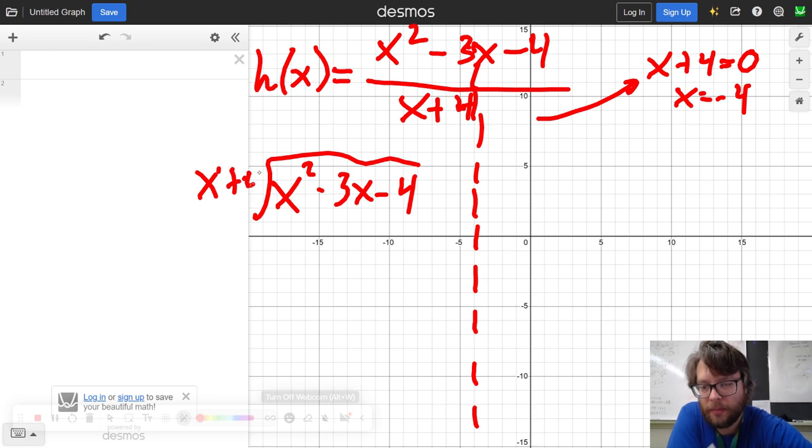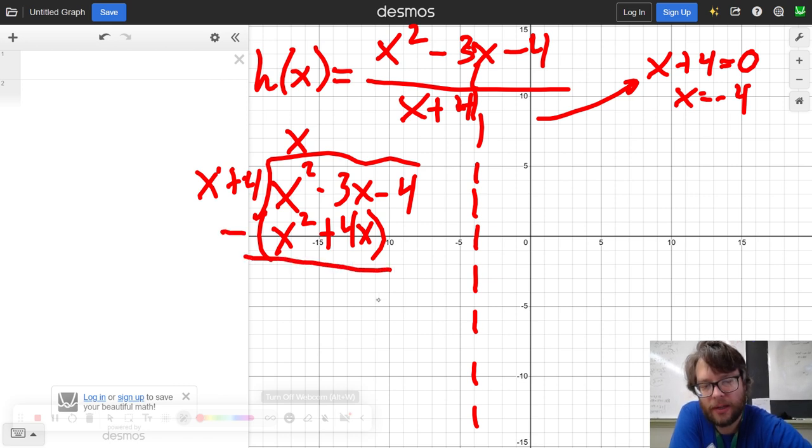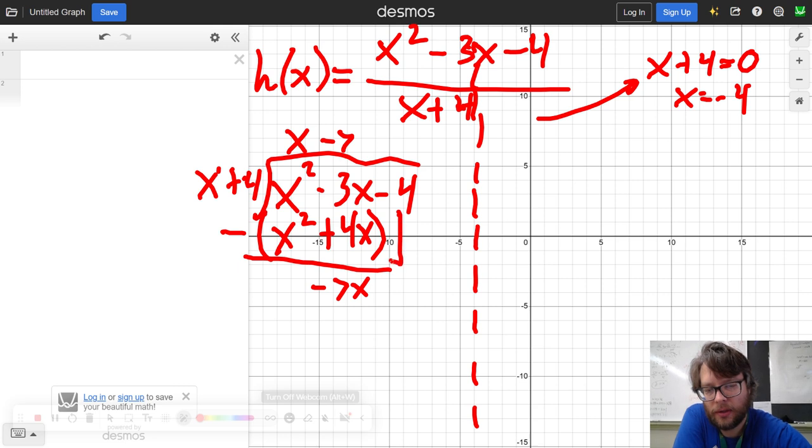You can do the area model, the box method, or you can do the long division. First, I'm just thinking x times what makes x squared? So it's x times x. Then I go x times positive 4. Then I grab this and subtract to see what's left over. Negative 3x minus 4x is negative 7x. Then I do x times negative 7 to get negative 7x. Bring this negative 4 down.